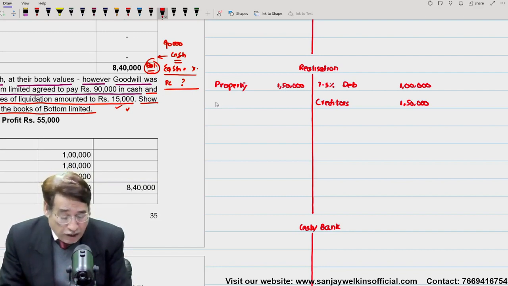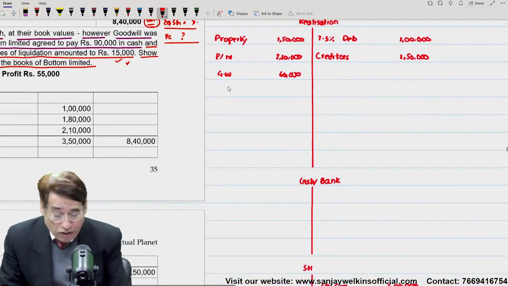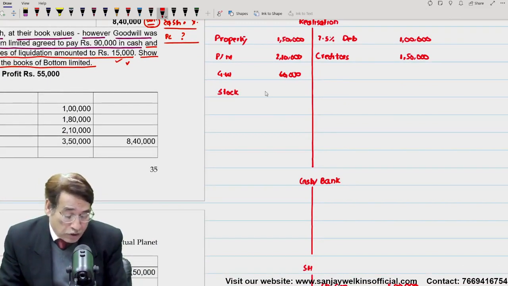Second point is plant and machinery. Plant and machinery in the balance sheet is given to us at 2,10,000. I'm going to write here 2,10,000. In the balance sheet, then we have goodwill. Even goodwill will be posted here, but at 60,000. Don't write here the revised value. Is it clear to you or not? And then we have stock in this particular case. The amount of stock is 3,50,000, so I'm going to write here 3,50,000.